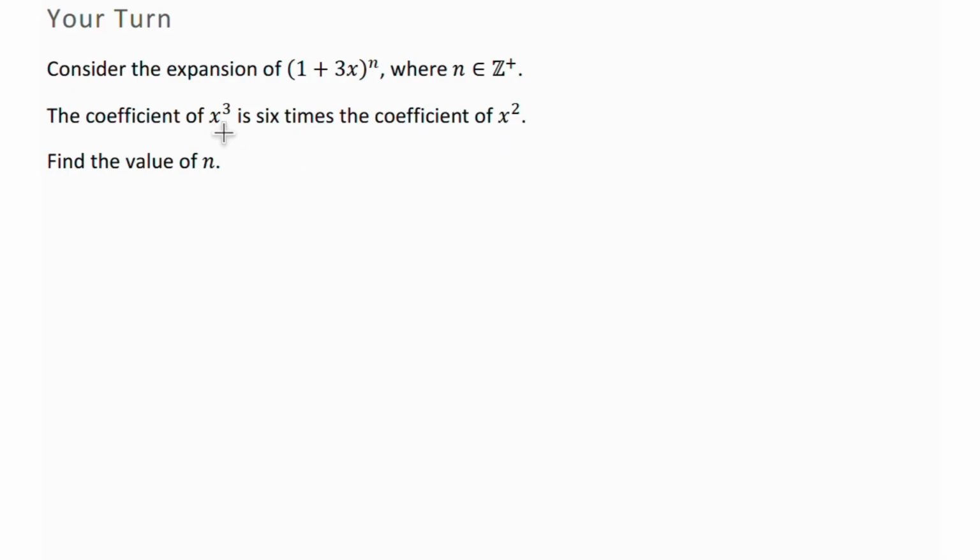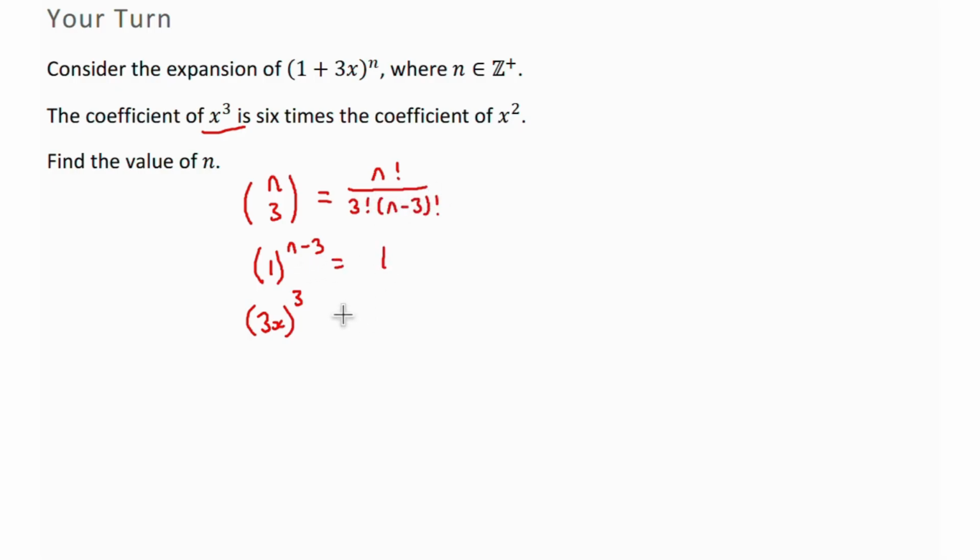So to start, we need to find the coefficient of x cubed and the coefficient of x squared. For x cubed, we have n choose something, 1 to some power, 3x to some power. Given that it's cubed, this has to be 3, which means the other is n minus 3, and this is 3. Using the formula for n choose r, this is n factorial over 3 factorial (n minus 3) factorial. This is just 1, and this is going to be 27x cubed.